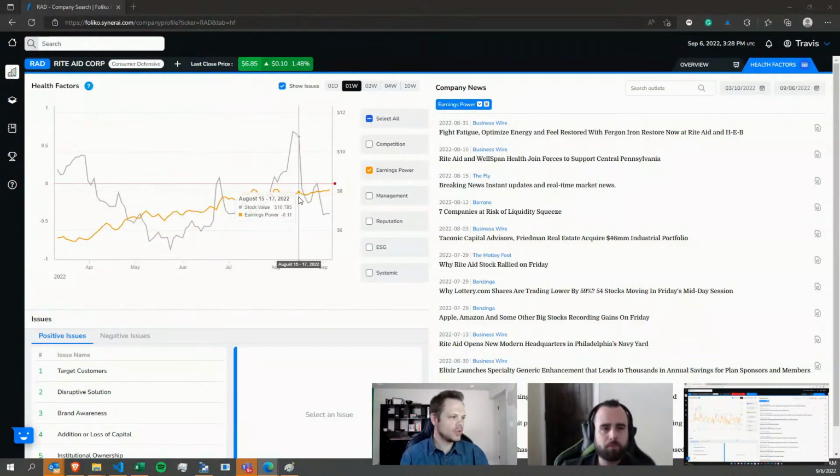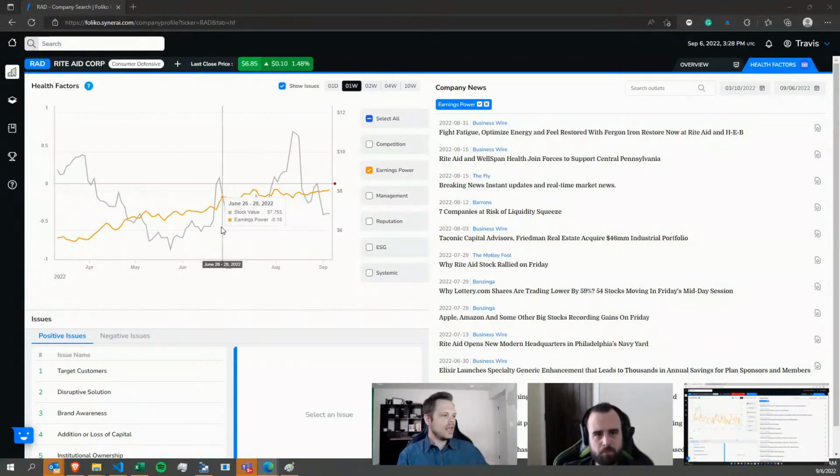What I want to point out is that the key here is a strong relationship between the directionality of these two lines. In other words, you can't just look at earnings power and say earnings power is at this level, I'm going to trade it now, or earnings power is changing this quickly, I'm going to trade it now. You have to look at the interplay between these two lines.